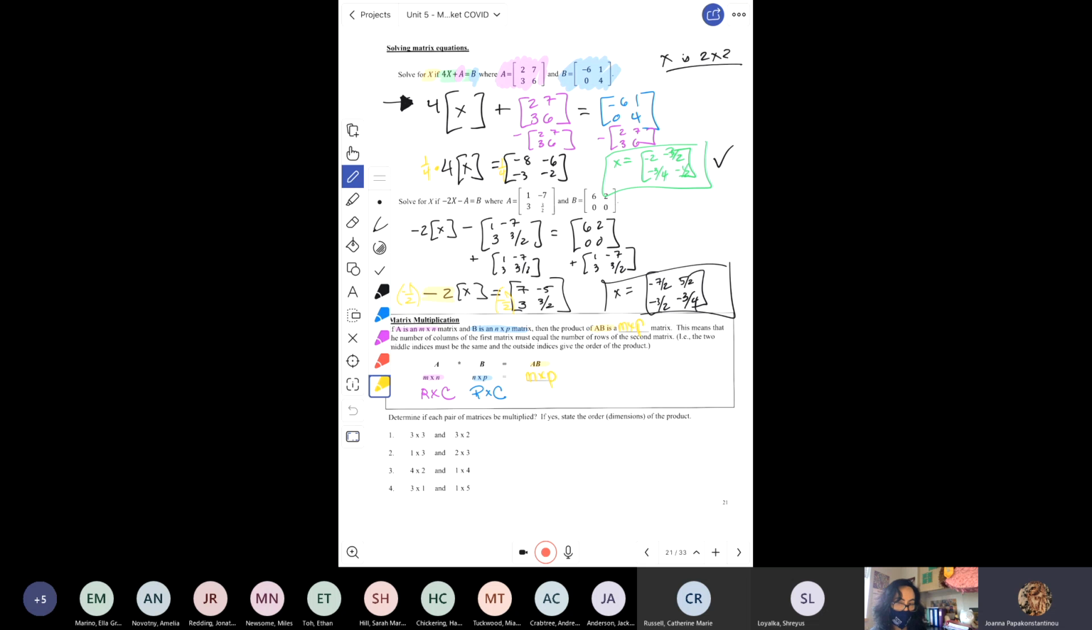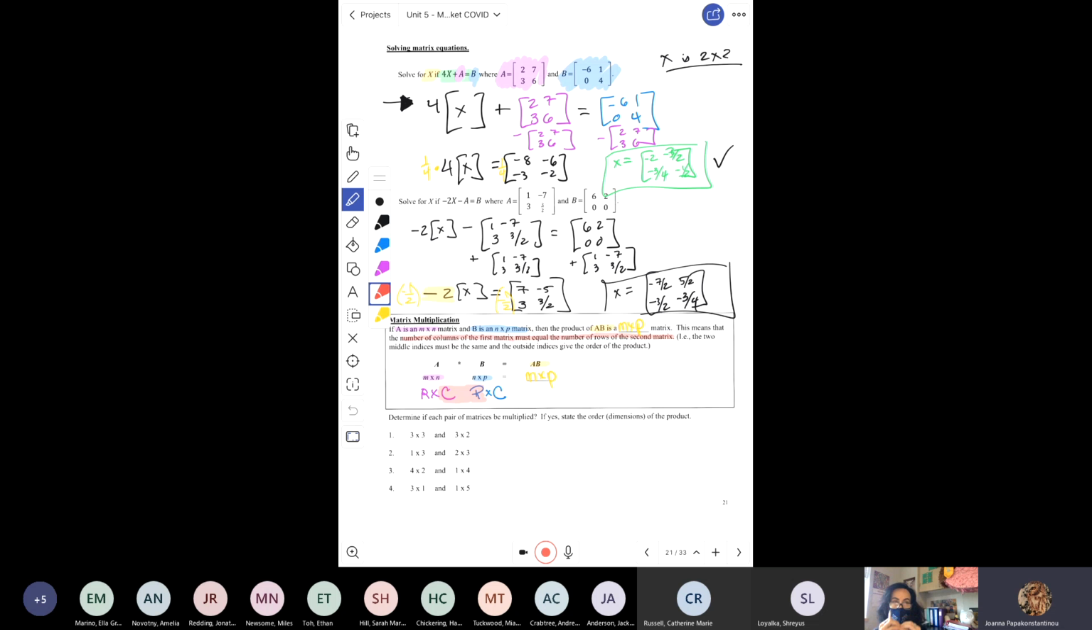Now let's talk about how we know that. And let's talk about the condition that has to be satisfied for us to even be able to perform this multiplication. So for us to be able to multiply matrices, the number of columns in the first matrix must equal the number of rows in the second matrix. These two have to be the same value.